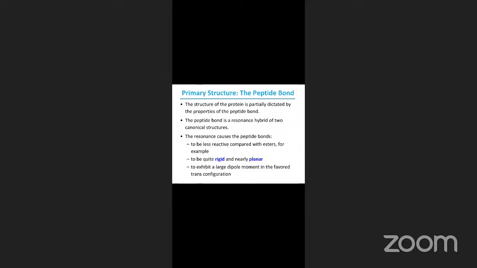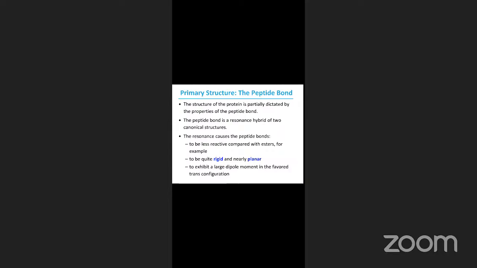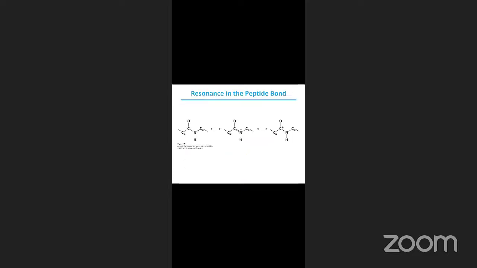So what is a primary structure? Here the peptide bond is formed. It is the structure of the protein which is partially dictated by the peptide bond. So here the peptide bond will have a double bond, hence there will be resonance. So you might be knowing what resonance is. When there is a double bond, the bond will shift into the adjacent atoms. Like here you can see C double bond O. That double bond is shifted to between carbon and nitrogen, right? So that is called resonance.